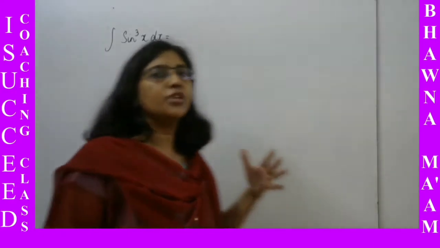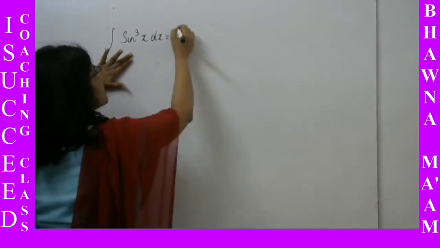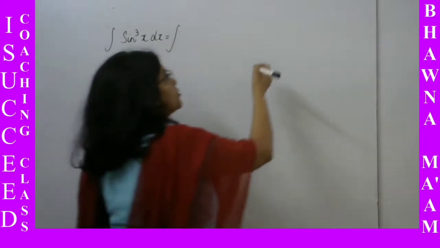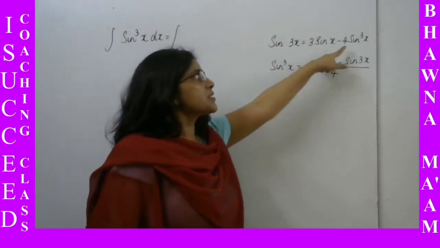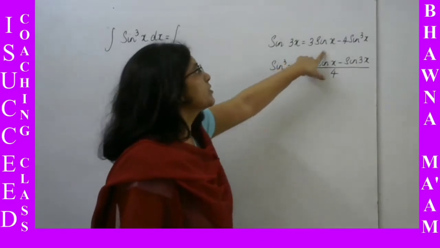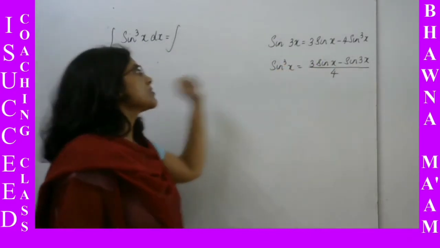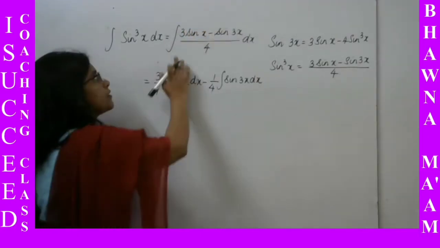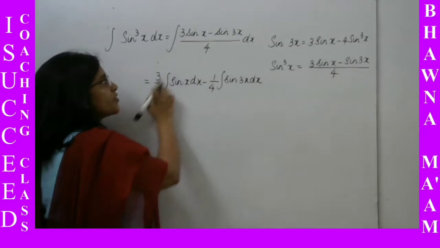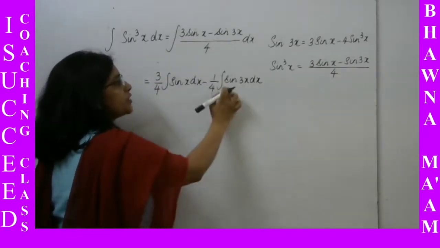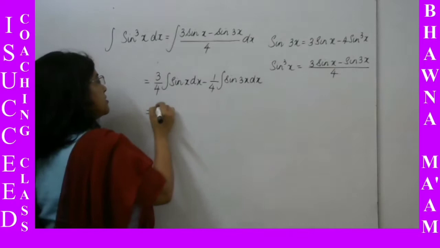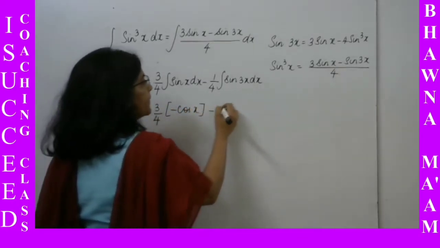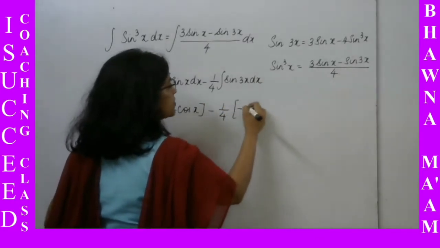Now, if we are supposed to integrate sin cube x, we will first have to put in the formula for sin cube x. We know that sin 3x is 3 sin x minus 4 sin cube x. So from here, we have obtained the formula for sin cube x. We will write this formula here and integrate it. So this becomes 3 by 4, which is constant, integration of sin x, and 1 by 4, integration of sin 3x. Integration of sin x is minus cos x.